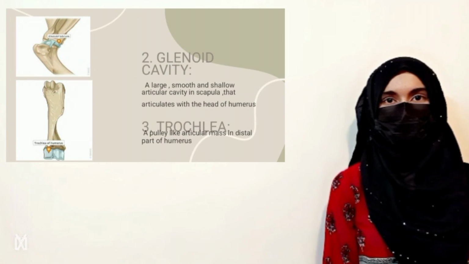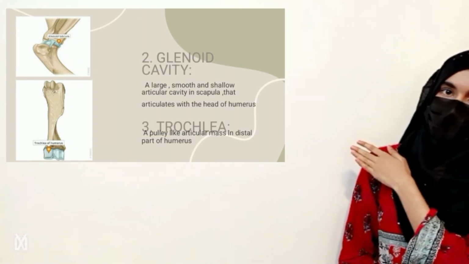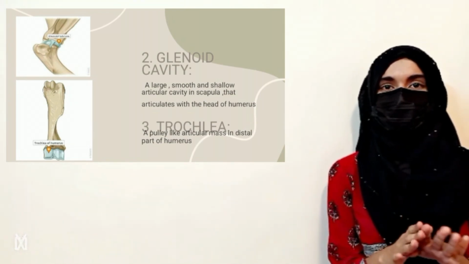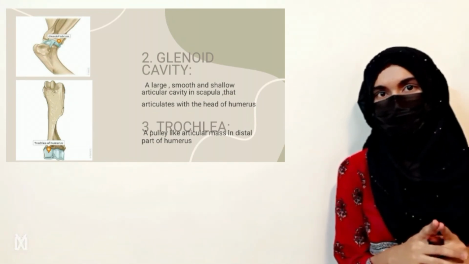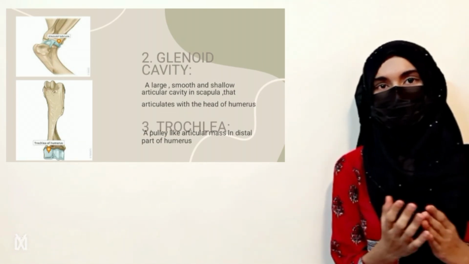The second example of bone markings is the glenoid cavity. The glenoid cavity is a large, smooth, and shallow articular cavity in the scapula that articulates with the head of the humerus.